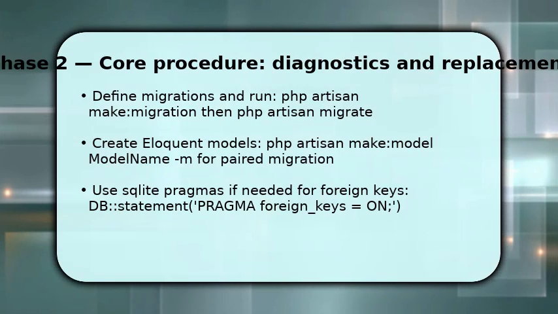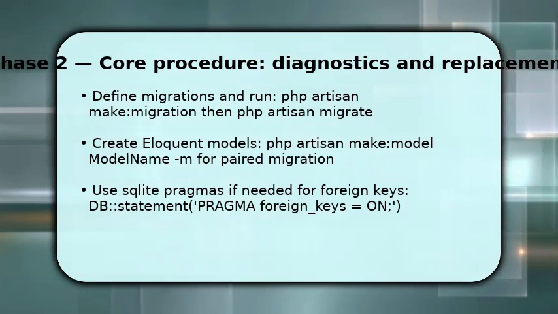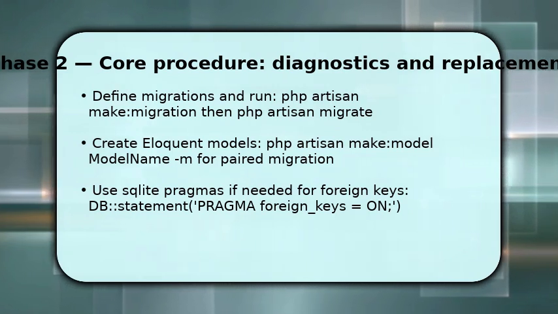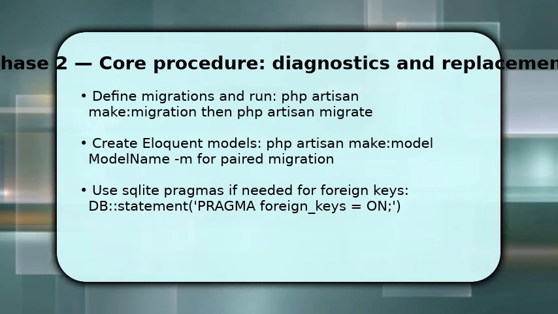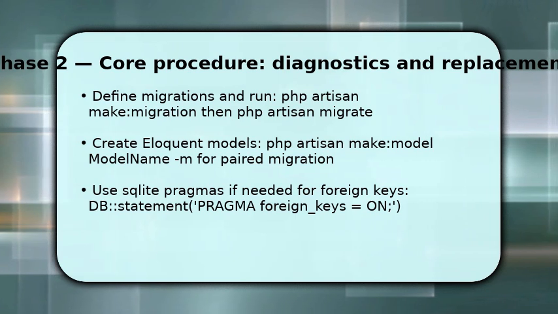You now execute the core database work. Generate migrations and models, then run php artisan migrate to create tables in your SQLite file. If you scaffold models with the migration, the migration is ready. Edit columns and run migrate.